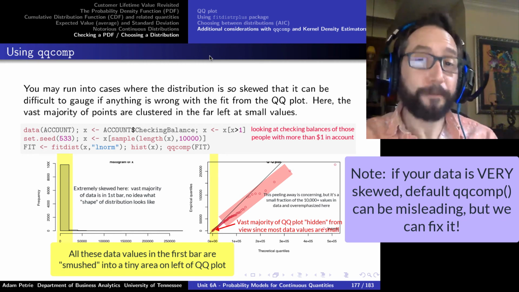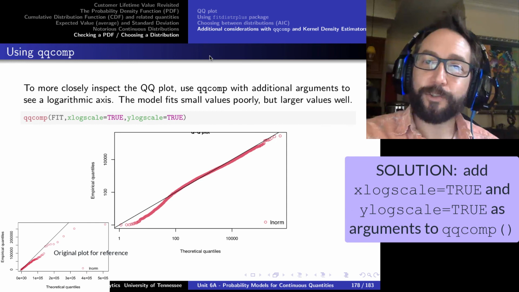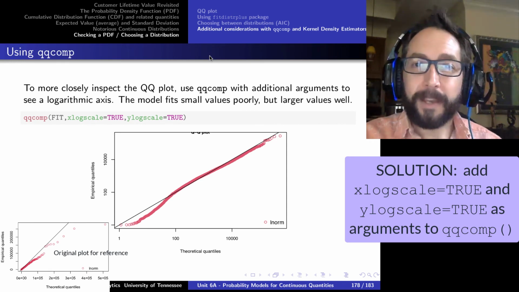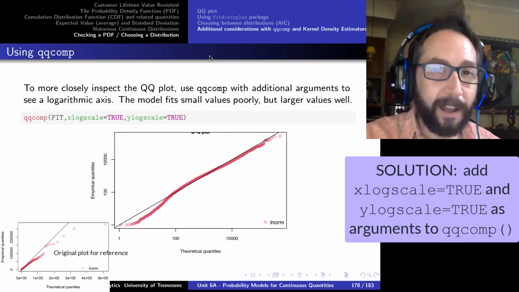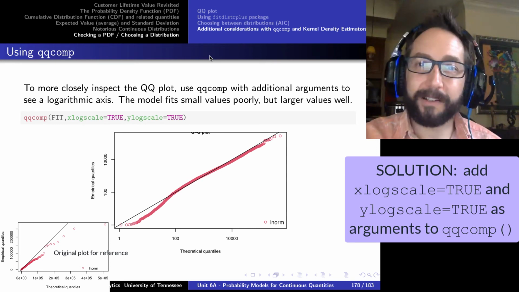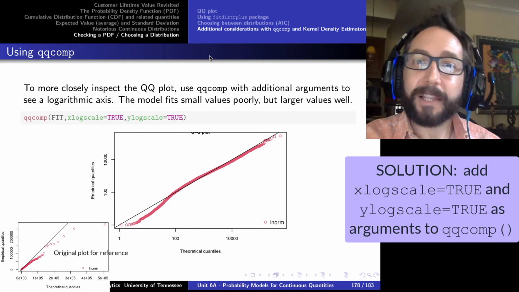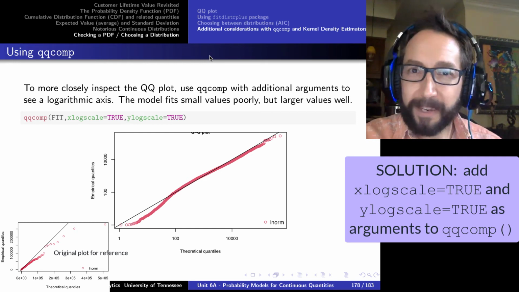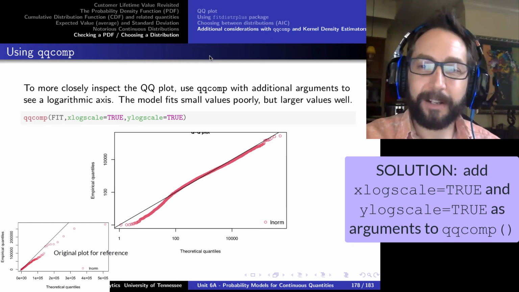So when we have a really skewed distribution, I always suggest adding in an additional argument to qqcomp that allows for logarithmic display of the axes. So xlogscale equals TRUE, and also ylogscale equals TRUE. That'll make the QQ plot on a log scale, and that'll allow you to glimpse kind of what the fit really looks like over the full range of data values that have been collected.